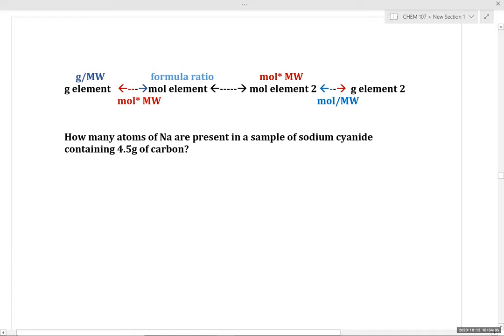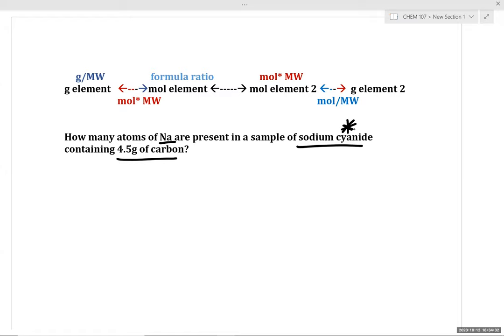Let's do another conversion relating to nomenclature. This time we're asked to calculate the atoms of sodium in a sample of sodium cyanide that has 4.5 grams of carbon. Now, just like before, I'm going to need us as a class to come together and find a reasonable formula for sodium cyanide. Would someone like to propose a formula for sodium cyanide?